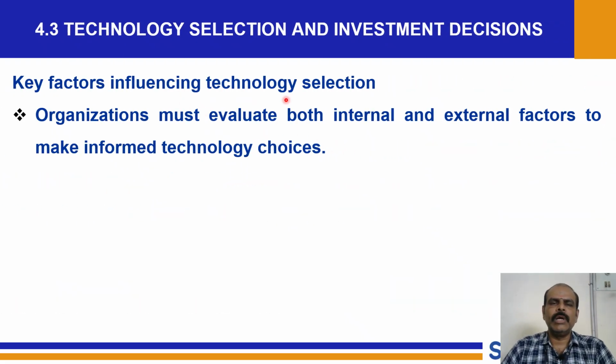Key factors influencing technology selection. The organization must evaluate both internal and external factors to make informed technology choices. What do internal and external factors mean? Once we bring some technology inside an organization, how is it going to directly affect the interior? Interior means the space, the power requirements, the availability of manpower; everything has to be thought of.